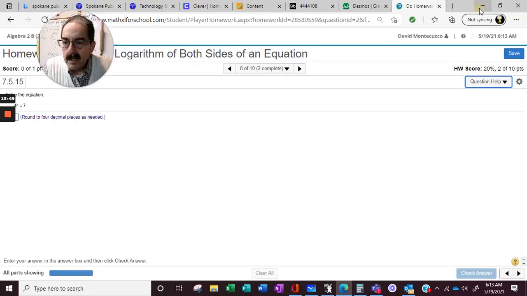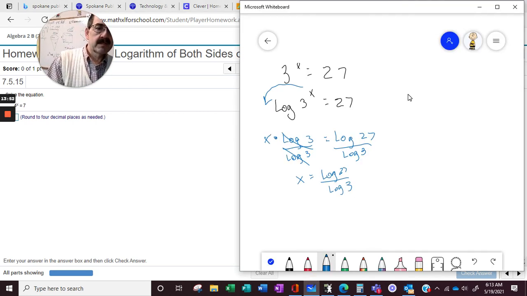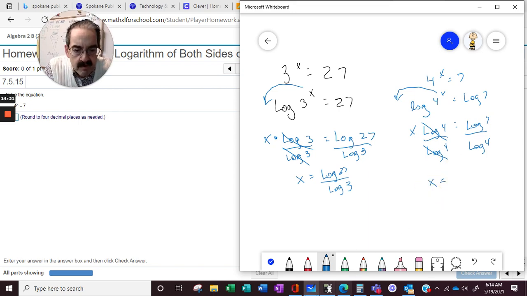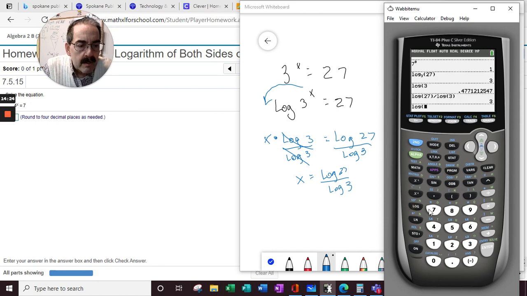4 to the x is 7. Okay, so 4 to the x equals 7. Take the log of both sides. x log 4 equals log 7. Divide by the log of 4. Now it's just a calculator activity. x equals log 7 divided by log 4. Log 7 close divide by log 4 close.